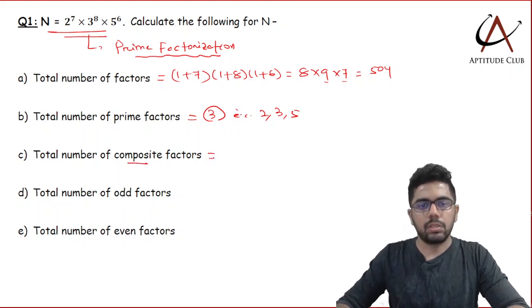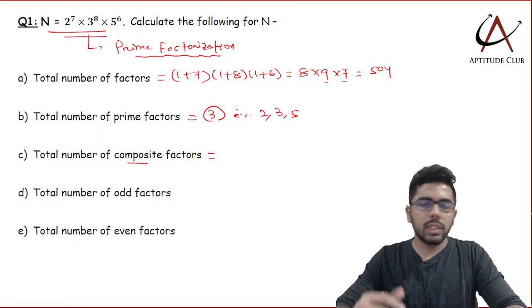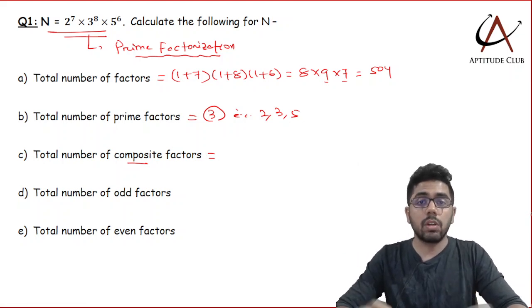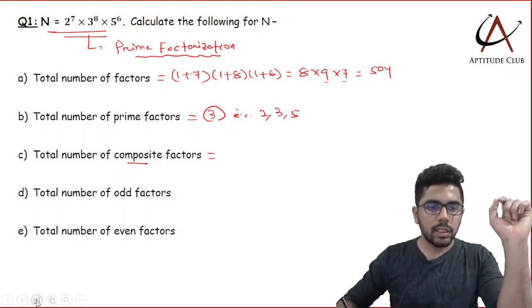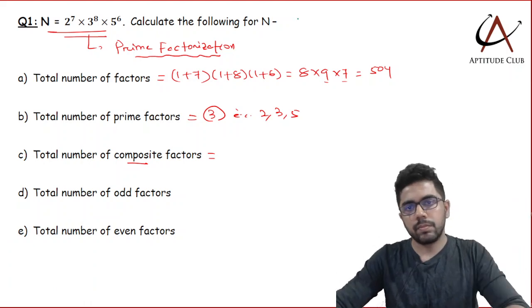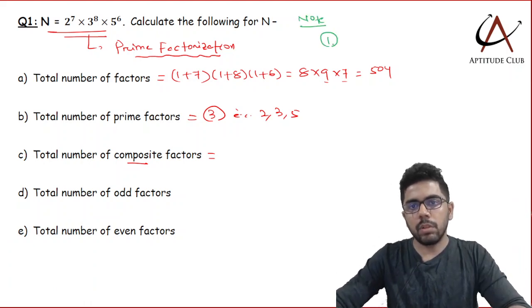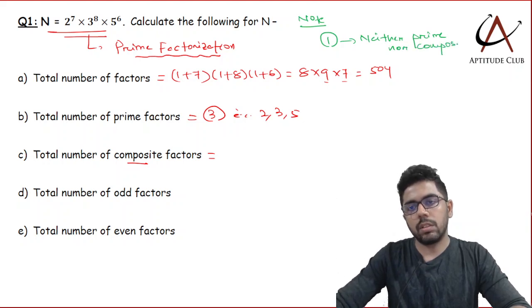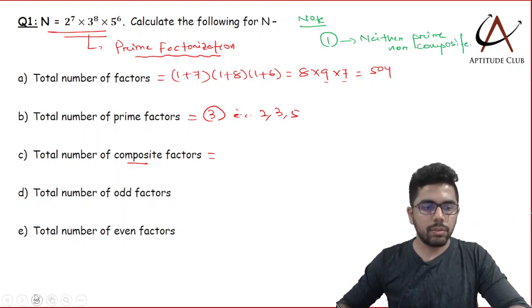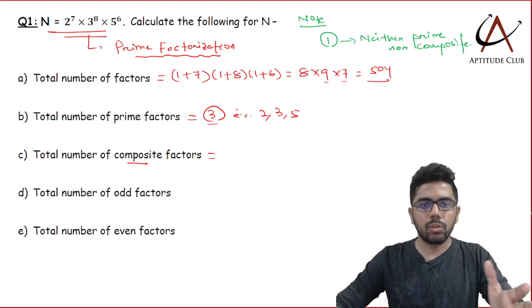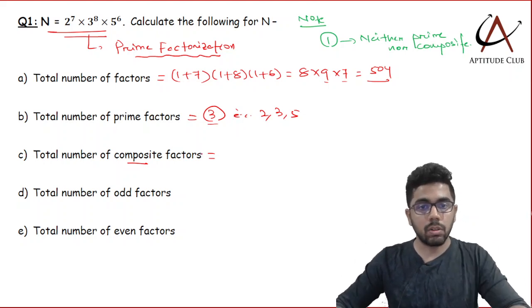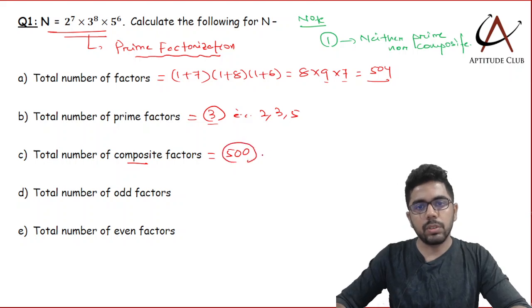How many composite factors? What do you mean by composite numbers? The numbers which have more than two factors. बहुत लोग ऐसे सोचते हैं numbers which are not prime are composite. That is true except one. One एक ऐसा number है that is neither prime nor composite. Always keep this in mind. So if total there are 504 factors, from 504 factors, three factors are prime, वो exclude हो गए, and I'll have to exclude one also because that is not composite either. So there are 500 composite factors.